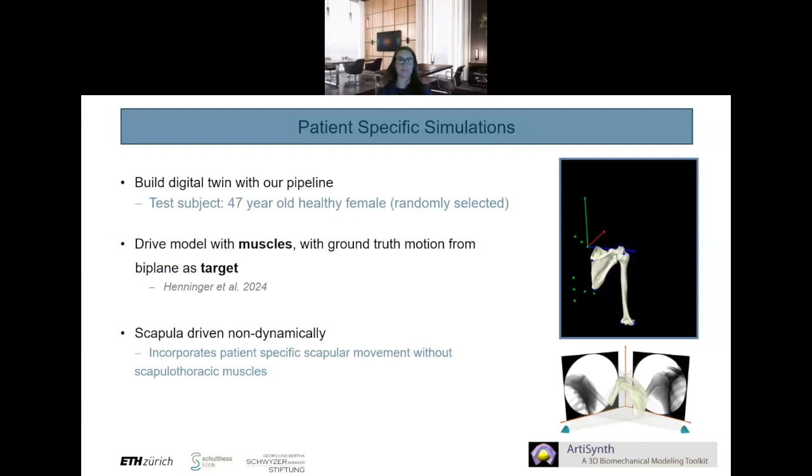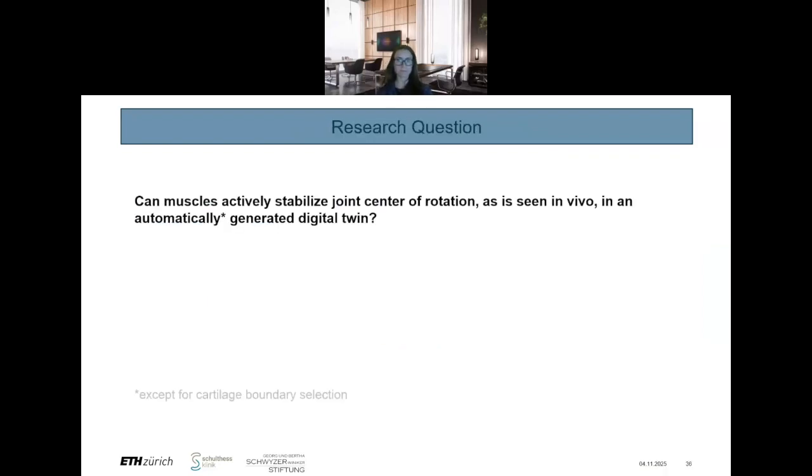And then for this example, we drove the scapula non-dynamically, so we just prescribed the scapular kinematics, although we've also done some work on patient-specific scapulothoracic ellipsoid joint modeling, and that also looked quite promising. But for now, we just focus on the glenohumeral joint and muscles. So there we drive the scapula in the way that we know exactly how the scapula moved, and it's replicated in the model, and then the humerus must be moved by the muscles.